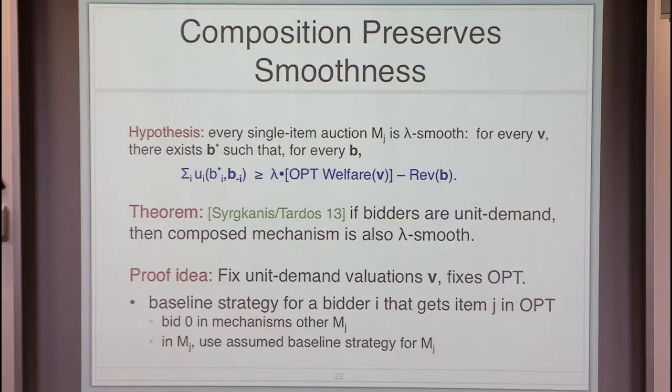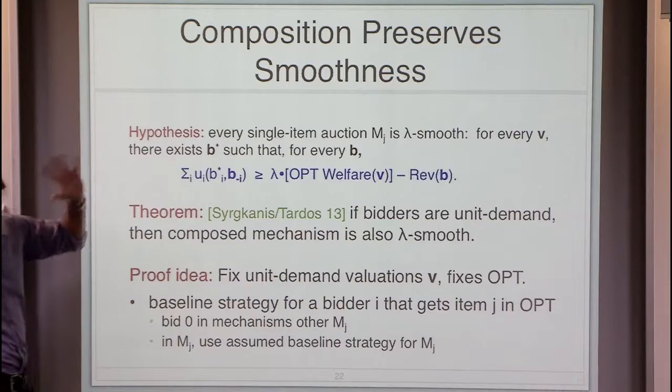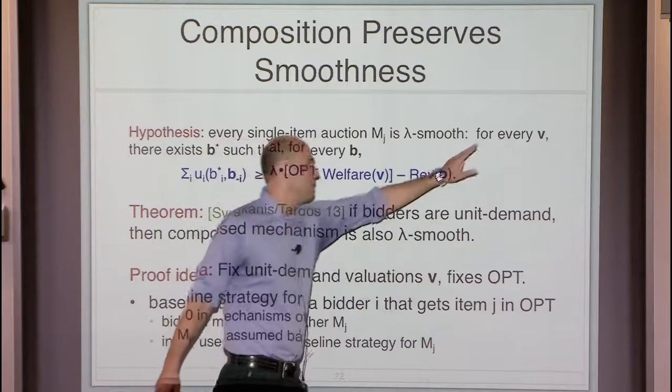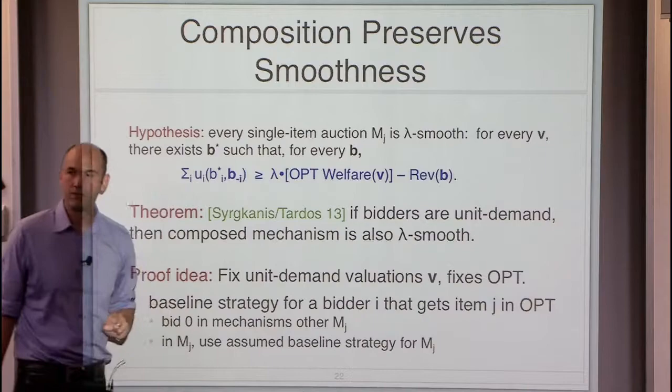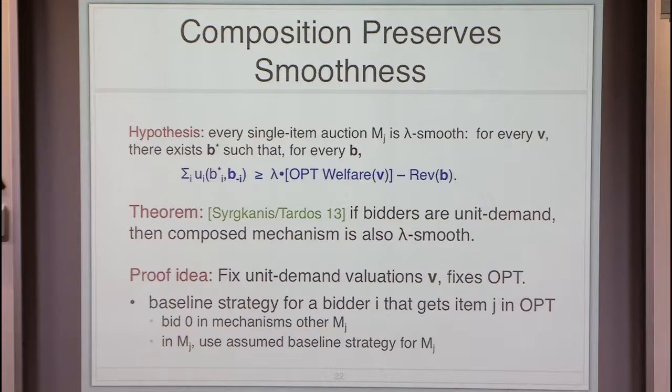Remember what it means to prove that something's smooth. Again, there are all these quantifiers, so it's easy to get confused. What do you have to prove? You have to prove that no matter what the valuation profile is, you can choose baseline strategies such that this inequality holds for all bid profiles B. So the hypothesis is that the single item auction is smooth. In a single item auction, everything's single dimensional.